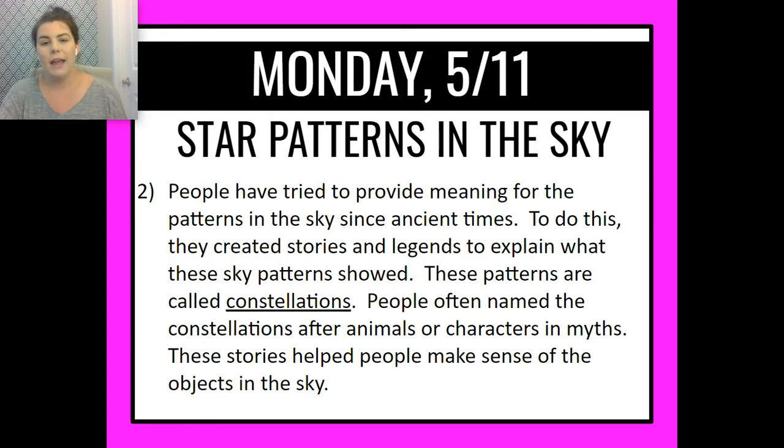People have tried to provide meaning for the patterns in the sky since ancient times. To do this, they created stories and legends to explain what these sky patterns showed. These patterns are called constellations. People often named the constellations after animals or characters in myths. These stories helped people make sense of the objects in the sky.